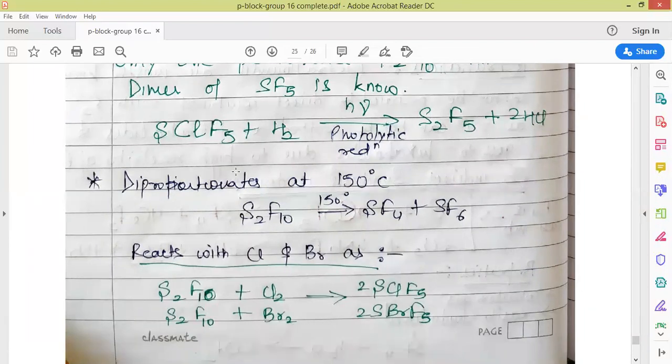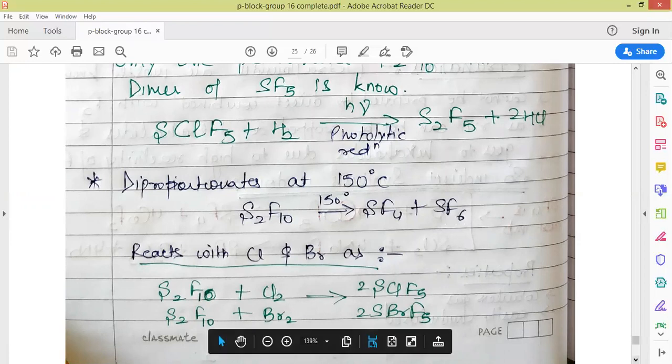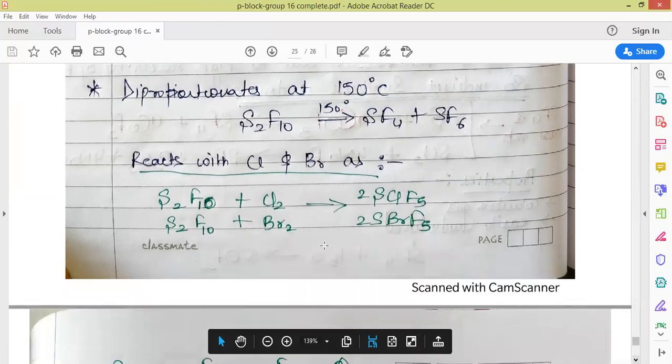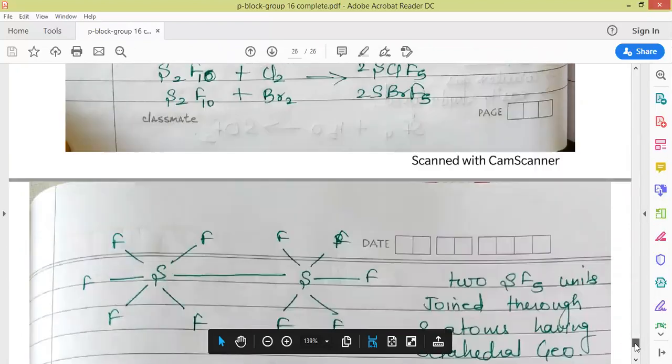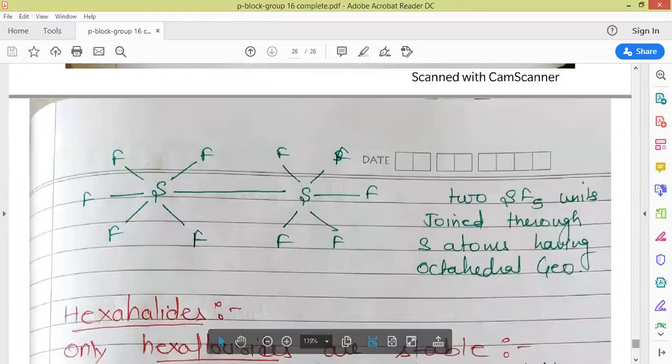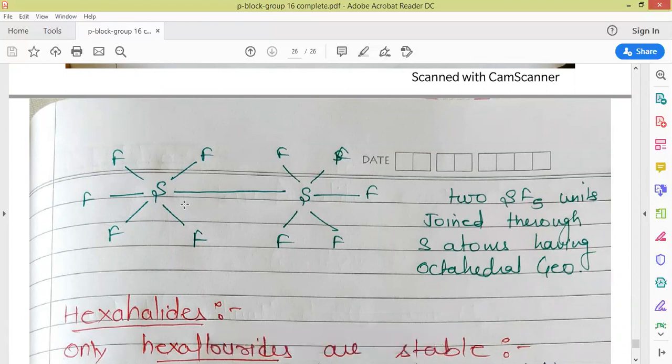It is not a very stable molecule. It disproportionates at 150 degrees Celsius to give SF4 and SF6. It reacts with chlorine and bromine to give SClF5 and SBrF5. These are the reactions which it undergoes. This is the structure of S2F10, where 2 SF5 units are joined through the sulfur atoms, each having octahedral geometry.